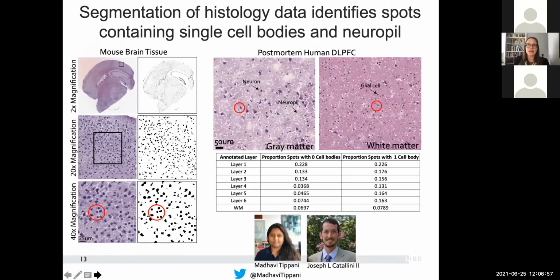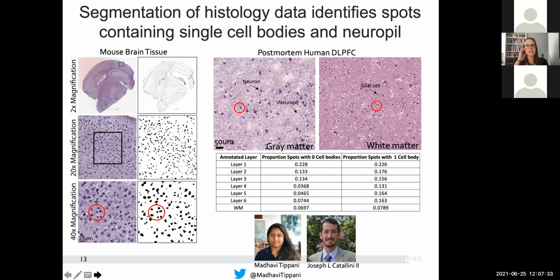So beyond analyzing and validating Visium gene expression data, we've also performed cell segmentation of the accompanying histology images to estimate the number of cell bodies located in each spot. On the left, you can see an example of this segmentation in mouse brain, which has a much higher density of cells in the cortex compared to human tissue, which is depicted on the right. On average, in our human tissue, we had about 3 cells per spot, with about 15% of spots per sample containing a single cell body, and about 10% of spots containing no cell bodies.